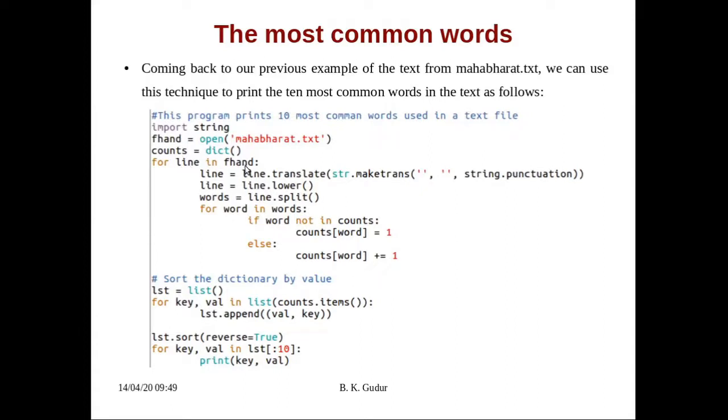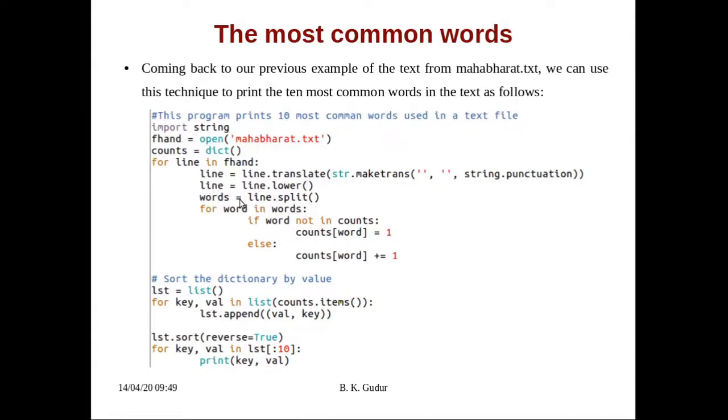Now for line in f, for every line in the file handle, line is equal to line dot translate, string dot maketrans. This is from string, these are two strings. Replace this by this, but we are not replacing any character by any character. What we are doing is deleting all the punctuations. And later, whether small letters or capital letters, all will be converted in a line. All letters will be converted to lowercase and stored back in line.